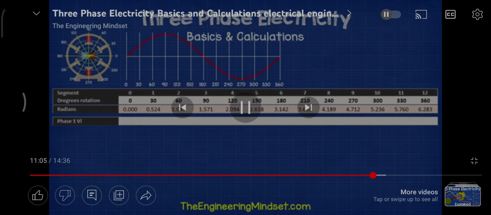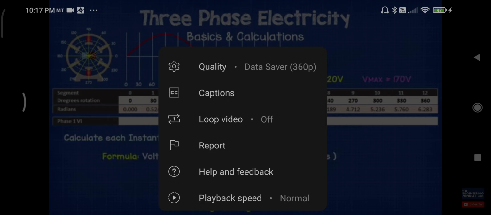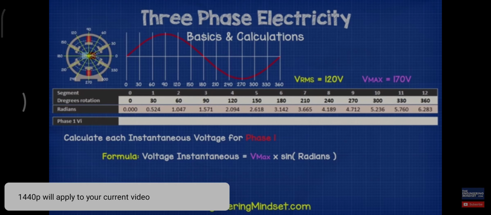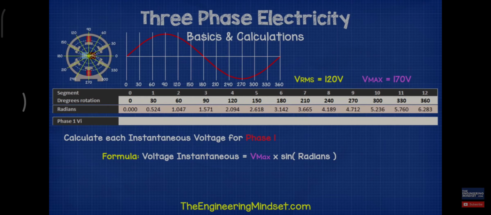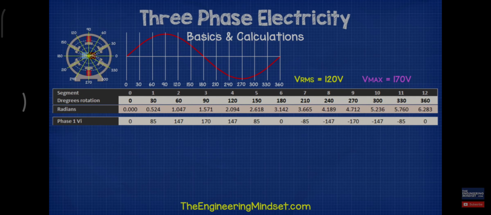Now we want to calculate the instantaneous voltage at each of these 30 degree segments. We calculate the instantaneous voltage at each segment using the formula Vmax multiplied by sin angle in radians. As I said, for this example, we'll be using 120 volts RMS, and as we calculated earlier, that gives us a Vmax of 170 volts. So just complete that calculation for each segment until the table is complete for one full cycle.